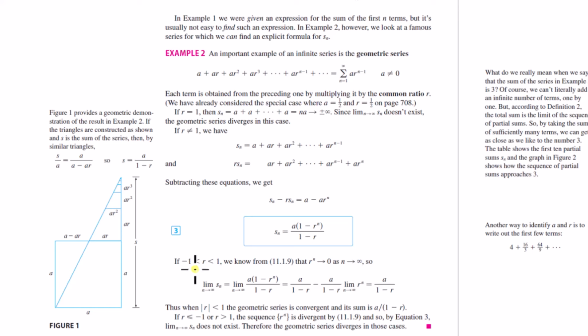When r was equal to 1, the sequence converged to 1, and when r was less than or equal to -1, it was like an oscillating divergence. And then when r was greater than 1, it was a divergence, but it diverged to infinity.